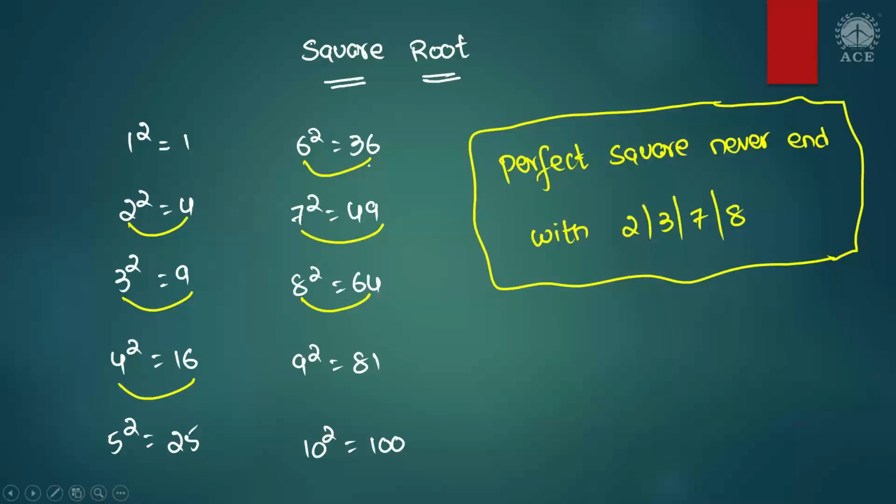Okay, now we'll go for the square root. Here the problem, you understand, there are two numbers whose squares end with 1, two squares ending with 4, two squares ending with 9, two squares ending with 6. Kindly note that point.